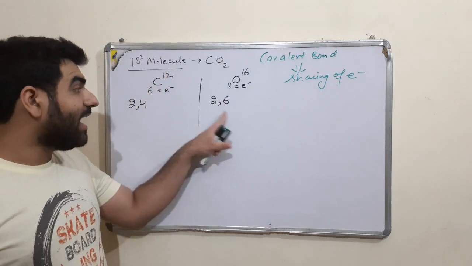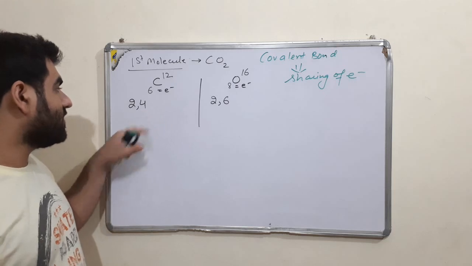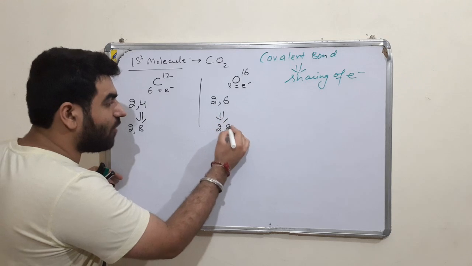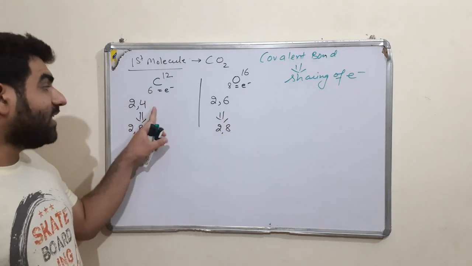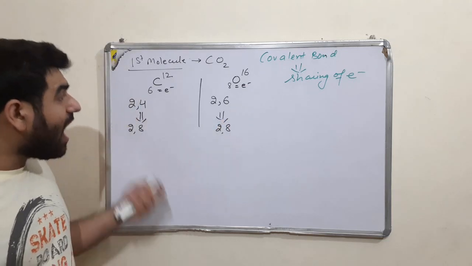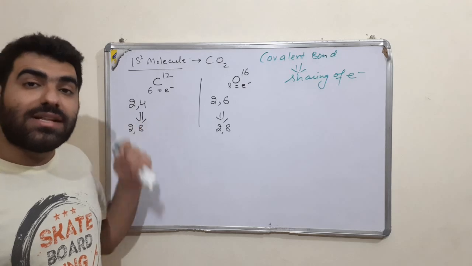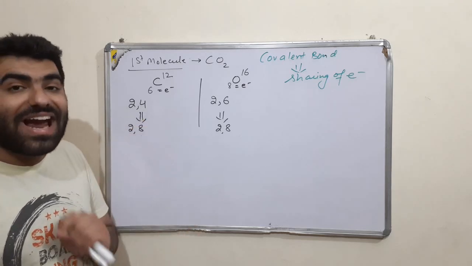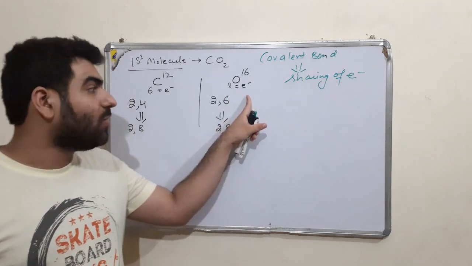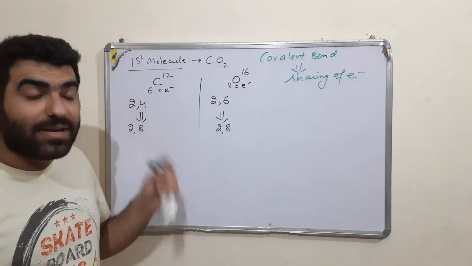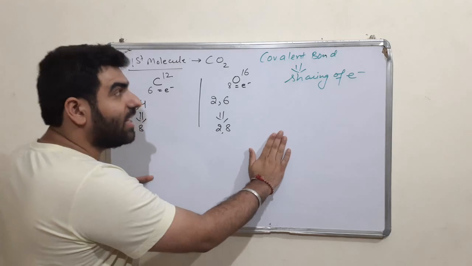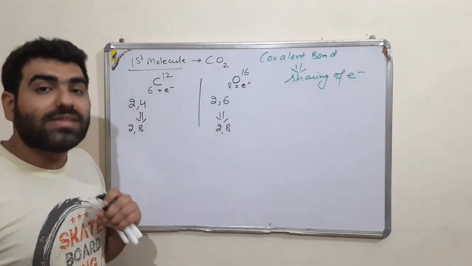Now we know that they want to complete their octet, that is, they want to complete it like 2,8. Carbon needs 4 electrons, and oxygen needs 2 electrons. How can we adjust this molecule in such a way that carbon gets 4 electrons from the oxygen and each oxygen gets 2 electrons from carbon? From this we know that carbon will be the center atom and oxygen will be in the surroundings.